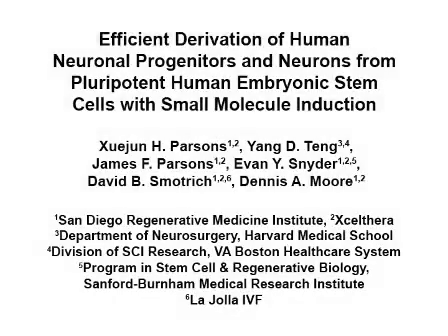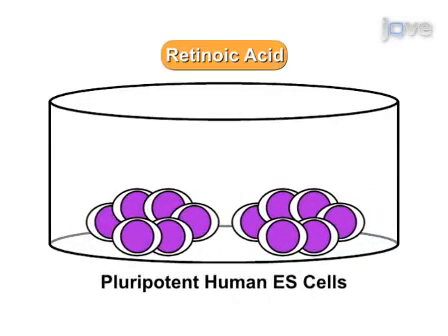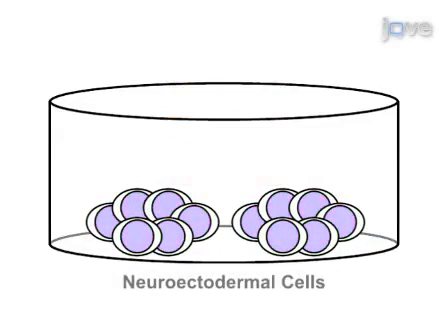The overall goal of the following experiment is to derive neuronal progenies directly and exclusively from pluripotent human embryonic stem cells using small molecule induction. This is achieved by adding retinoic acid to undifferentiated cells maintained under defined conditions.